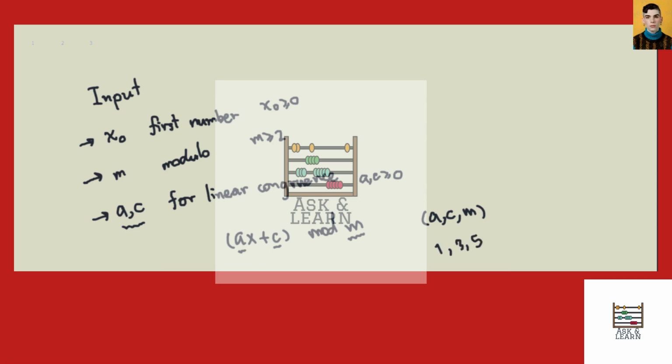If you choose it poorly, then it will just repeat. Suppose it repeated after 4 numbers, then it's a bad choice because it does not appear random at all, right? It just repeats the 4 numbers. So these variables are actually very important, but we don't have to choose them now, so it's fine.